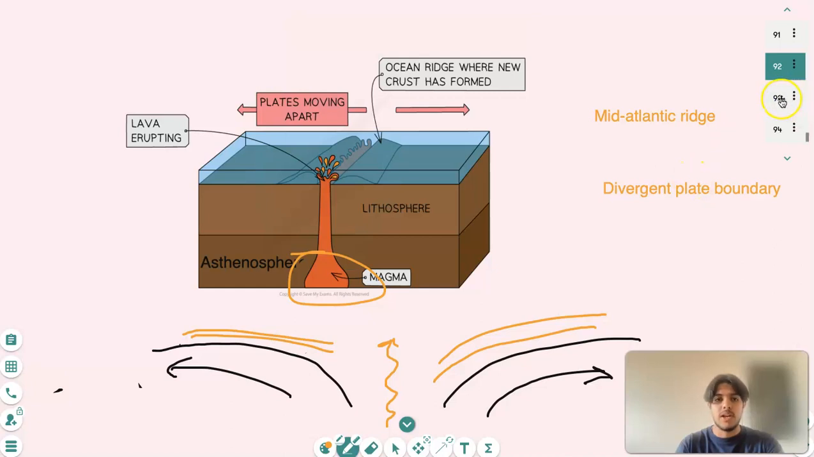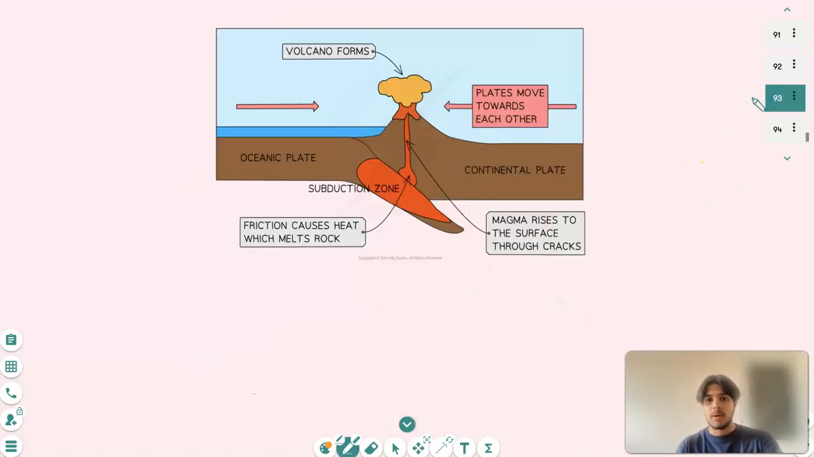Okay, now if we look at convergent plate boundaries, what does convergent mean? It means where two plates converge, they're moving towards each other. So we've got the oceanic plate and the continental plate. Now you must have thought there was only one type of plate, but in fact there's two.